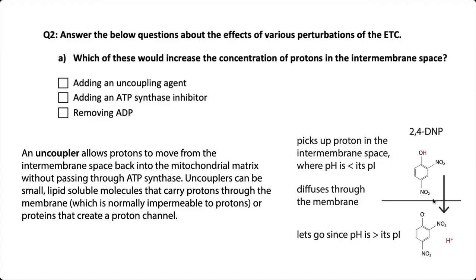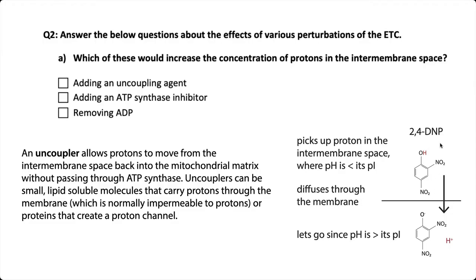It then diffuses through the membrane. And now in the matrix, the pH is going to be higher, and so there are fewer protons available. It gives off a proton. And now you've moved a proton from the inner membrane space into the matrix. You've dissipated your gradient. So the uncoupler is going to allow that to happen.